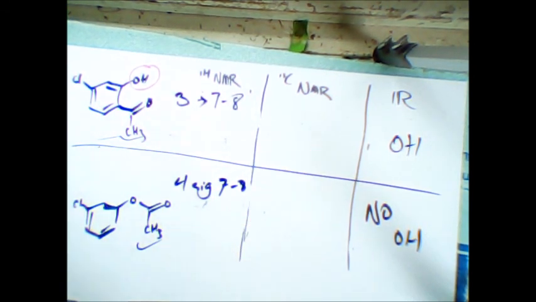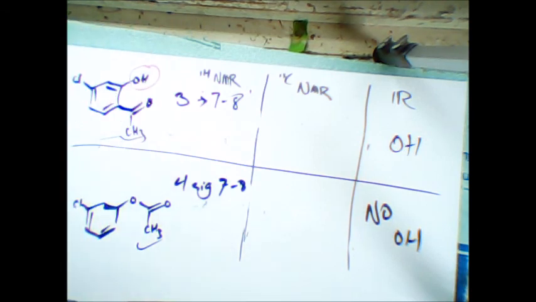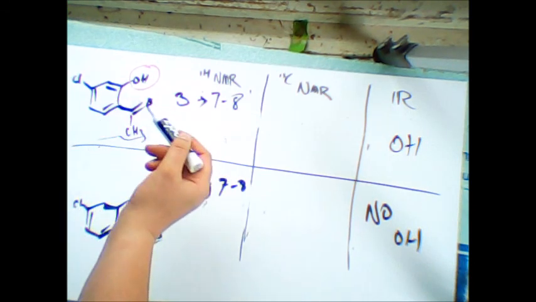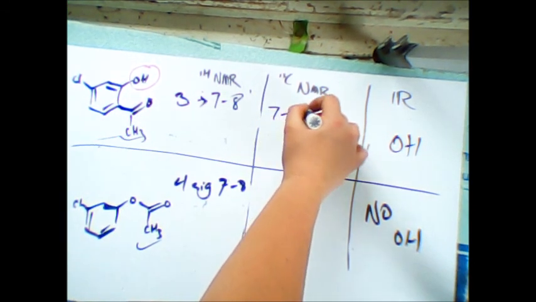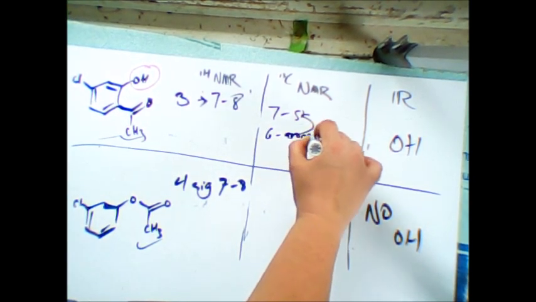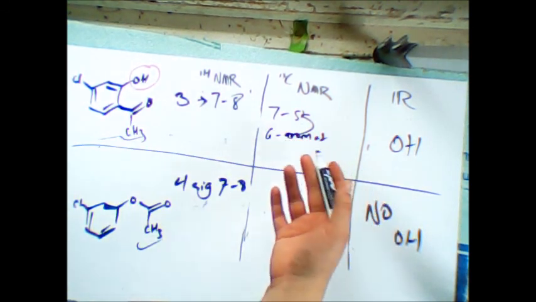CNMR, we're looking at the same sort of thing. In either case, we've got a lack of symmetry here. So 1, 2, 3, 4, 5, 6, 7 signals, and 6 of them are going to be aromatic, which is the 120 region, and one of them is going to be a ketone, which is going to be up about 200.